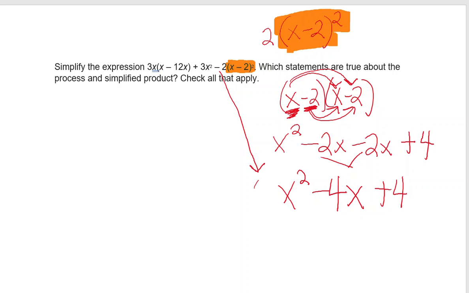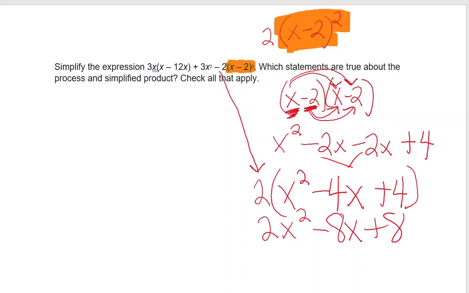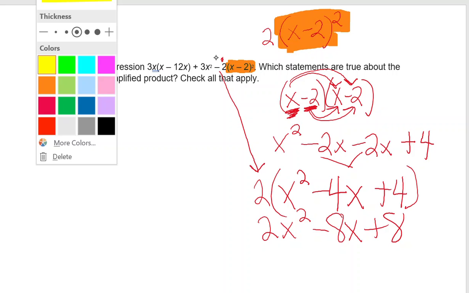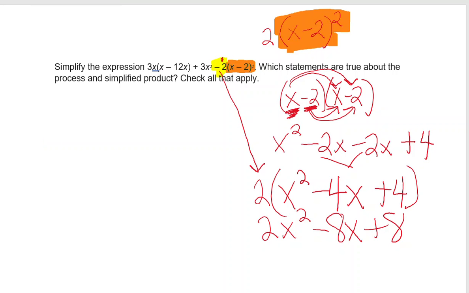And then the last thing I would do there is bring down that 2 and distribute the 2 to everything, making it 2x squared minus 8x plus 8. So now this answer reflects the 2 times everything, but I just noticed that I didn't pay attention to my sign, which means I should have distributed a negative 2 right here, making that negative 2x squared. A negative times a negative is a positive 8x, and a negative times a positive is a negative 8. Okay, now I can bring down my other terms.